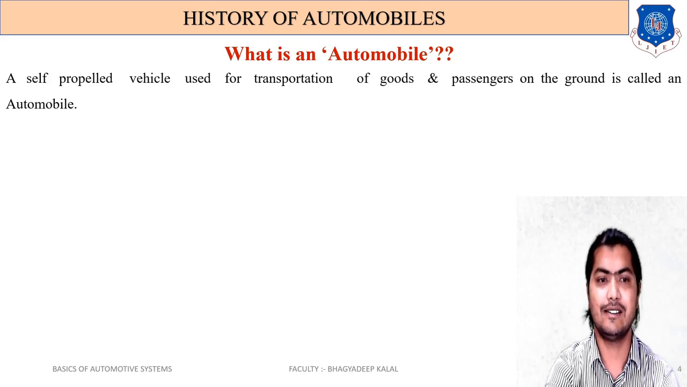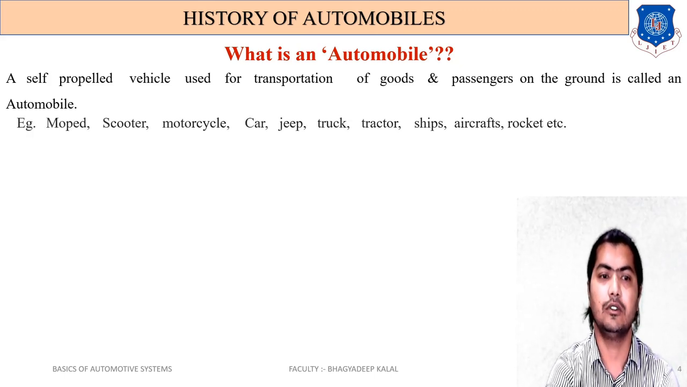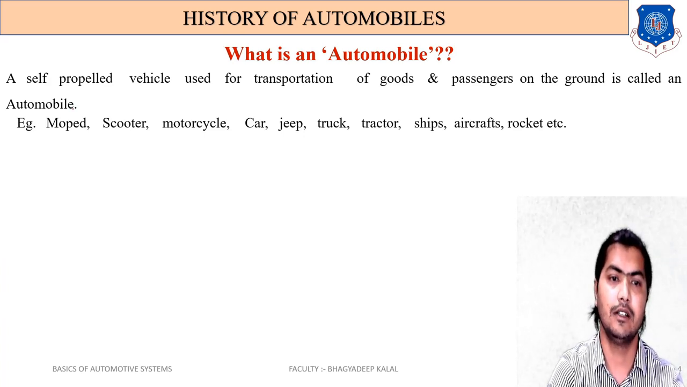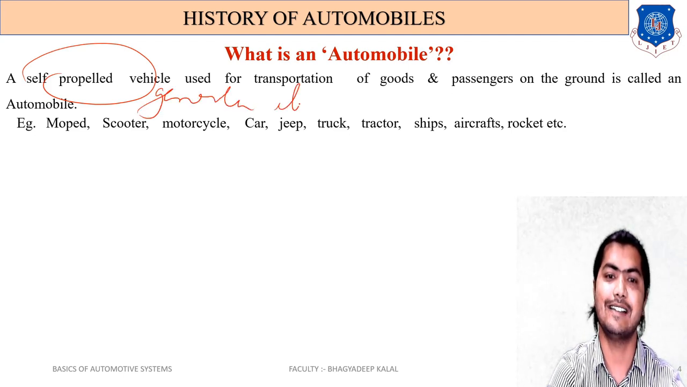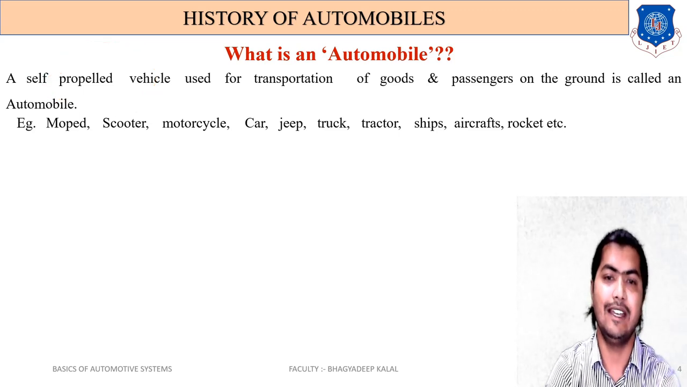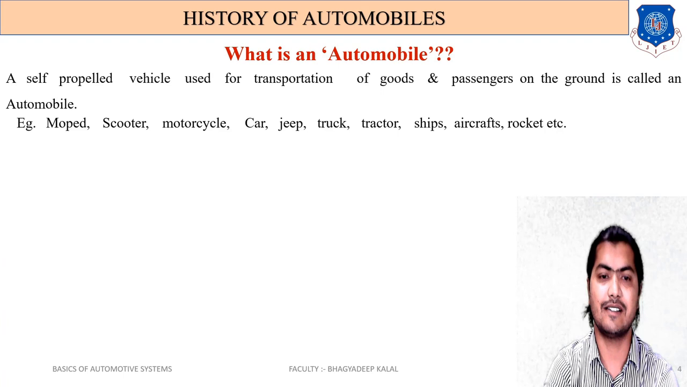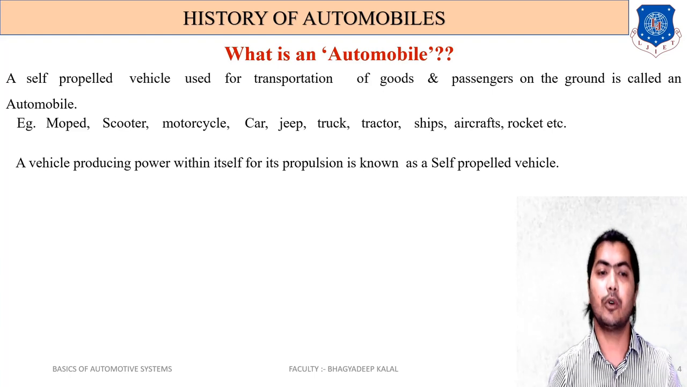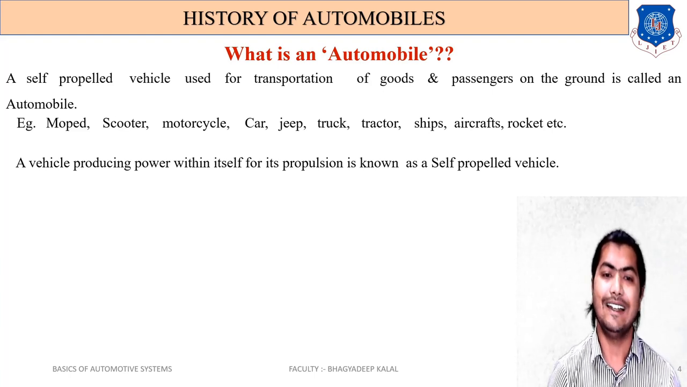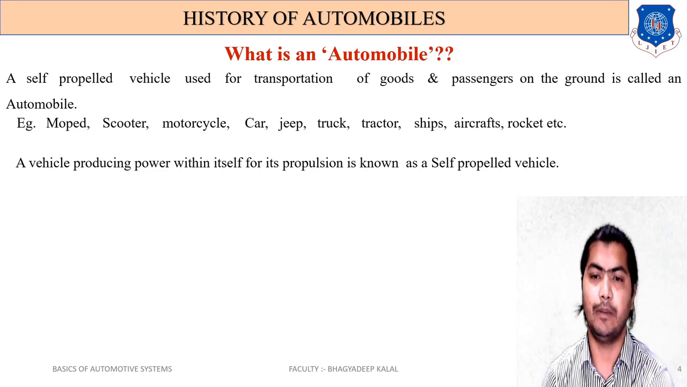Okay, next question is what is the meaning of the self-propelled vehicle? A self-propelled vehicle is nothing but power is generated itself in the body for propulsion or motion in forward or reverse direction of vehicle. That is known as a self-propelled vehicle. Examples of automobile like moped, scooter, motorcycle, car, jeep, truck, tractor, ship, aircraft, rocket, etc. A vehicle producing power within itself for its propulsion is known as a self-propelled vehicle.